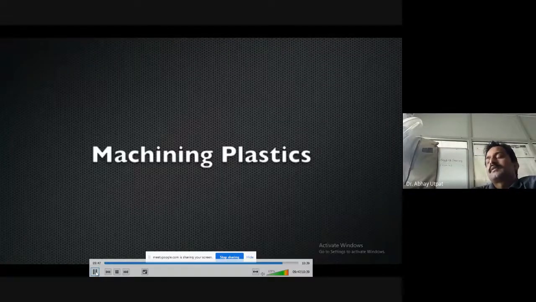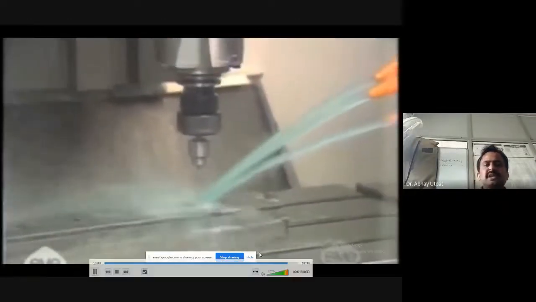Now this is machining of plastic. So wherever required, the parts can be machined. This is just for your extra information, how plastics are machined. Usually machining is a very rare operation in plastic parts.